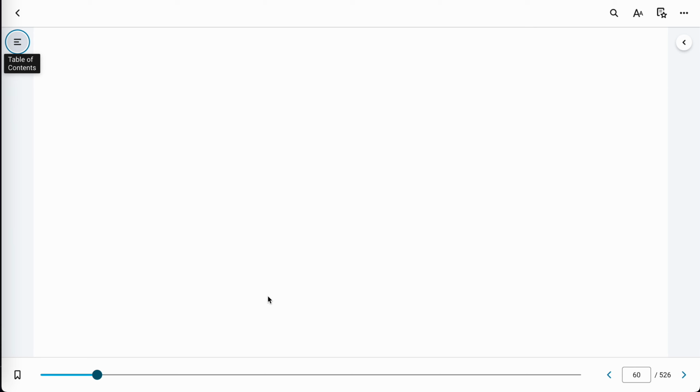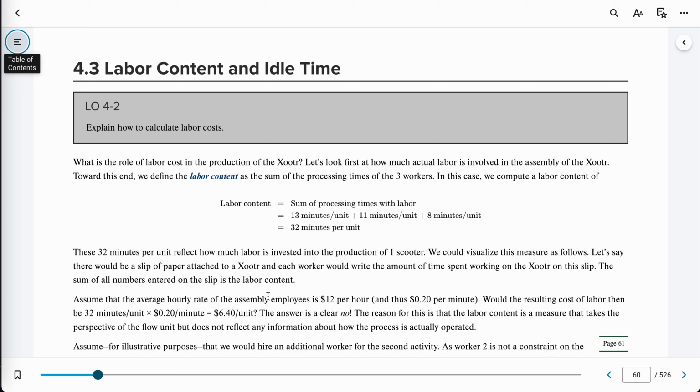All right. Now let's talk about line balancing. How can we make this better, right? So to understand why line balancing is important, let's talk about what the labor content and the idle time are and everything, right? This is something that we talked about when we did the Kristen's Cookie Company case.